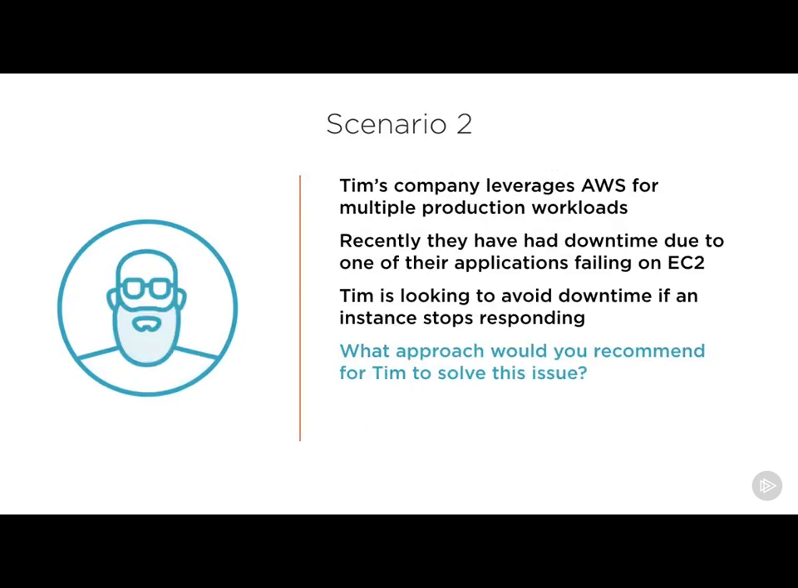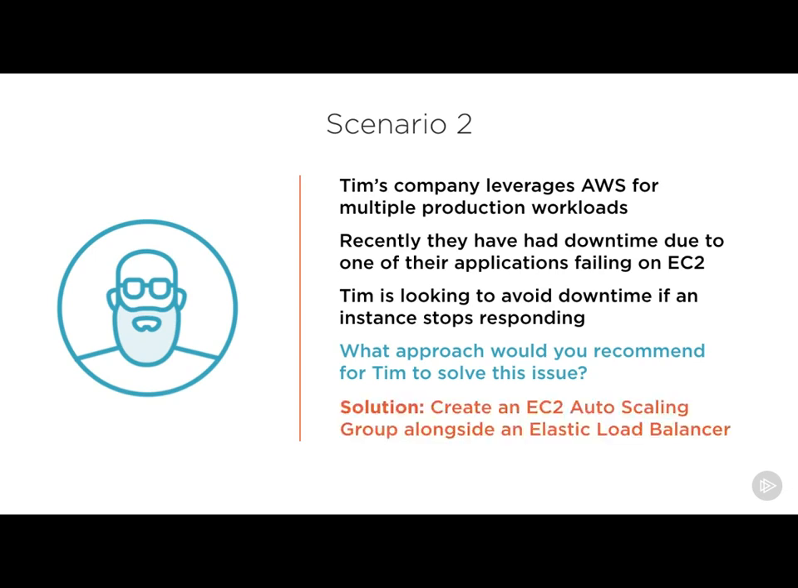Next, we had Tim, and he was trying to figure out how to deal with this downtime on EC2. So what would you recommend for Tim? Well, in this case, Tim needs to look at creating an EC2 auto-scaling group alongside an Elastic Load Balancer, because this would enable them to respond automatically if a server goes down and spin up another one. In addition, they could have multiple servers running at any point in time and route users to the healthy servers and not to the unhealthy ones.